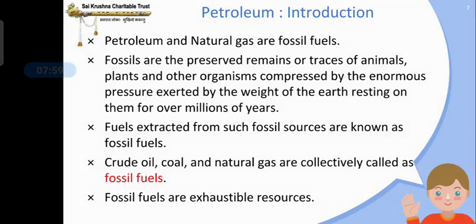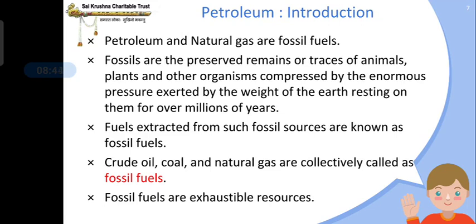Next is petroleum. So we have studied coal, next is petroleum, and next comes natural gas. Petroleum and natural gas are fossil fuels. Coal is also a fossil fuel, and petroleum and natural gas are also fossil fuels. Therefore, we can say together that coal, petroleum and natural gas are fossil fuels. Fossils are the preserved remains or traces of animals, plants and other organisms compressed by the enormous pressure exerted by the weight of the earth resting on them for millions of years. Even this is being formed like that only, which means animals, plants and all get buried inside the soil.